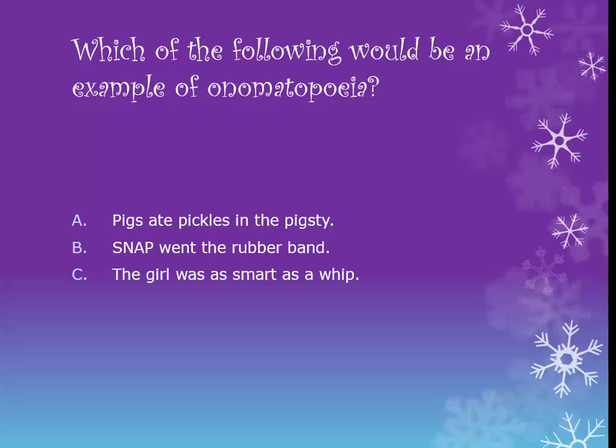Which of the following would be an example of onomatopoeia? Pigs ate pickles in the pigsty. Snap went the rubber band. Or the girl was as smart as a whip. Now remember, onomatopoeia is when the words sound like what they do. So if you chose B, you would be correct. A is a really good example of alliteration, but it's not onomatopoeia.